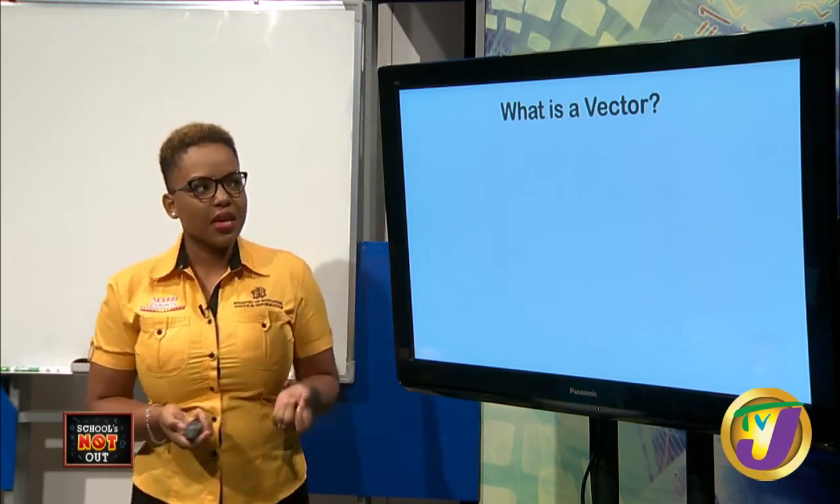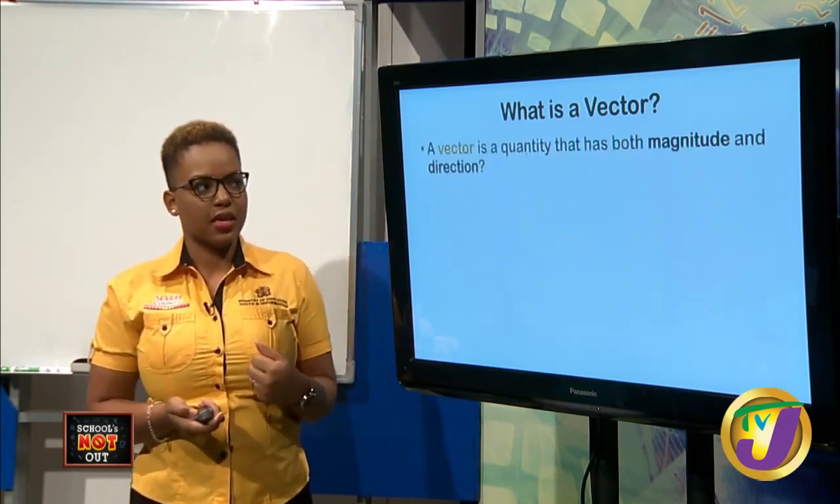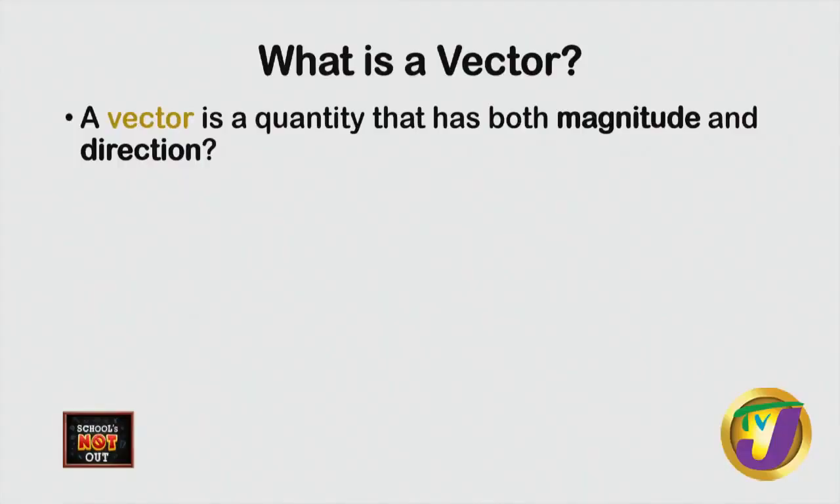All right, so as stated, we're looking at vectors today. Now, what is a vector? Karima, what is a vector? Well, you brought the answer right up on screen, so I don't have to guess. A vector is a quantity that has both magnitude and direction. So for it to be a vector, it must have both magnitude and direction.